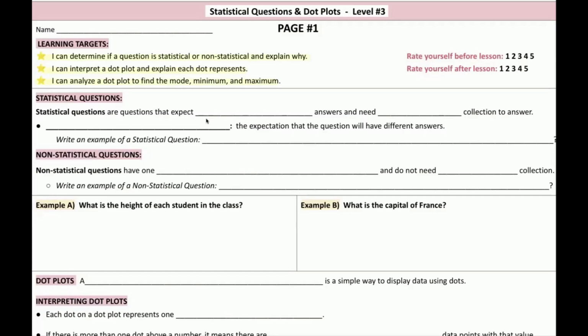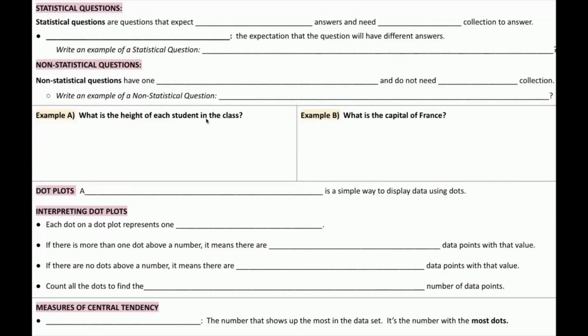Before we get started with our notes, rate yourself on our learning targets 1 through 5. 1 is the least confident, 5 is the most confident. At the end of today's lesson, we'll come back to our learning targets and rate ourselves again after we've gotten some practice. Let's start with our first note on statistical questions.